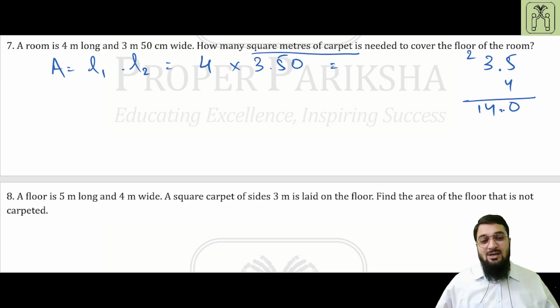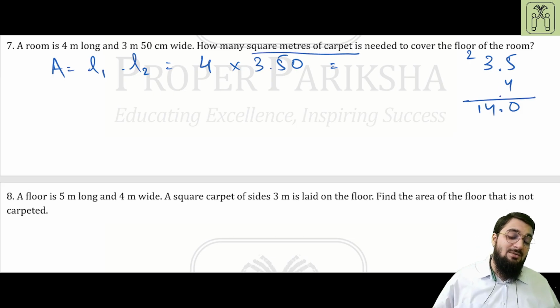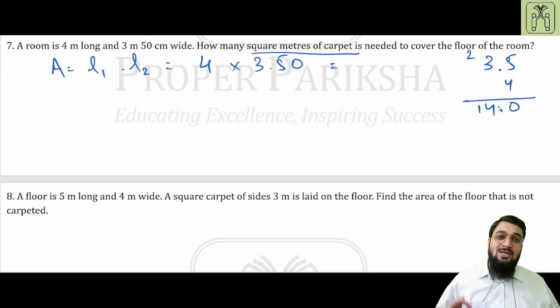The decimal point will be added over here because the answer will have the decimal point after how many decimals. That will depend upon the decimal points that are there in total in both of them.